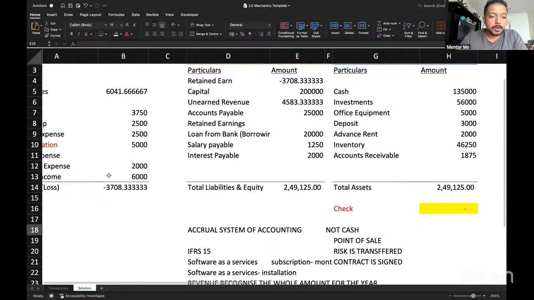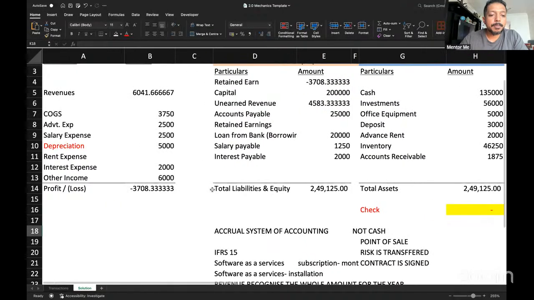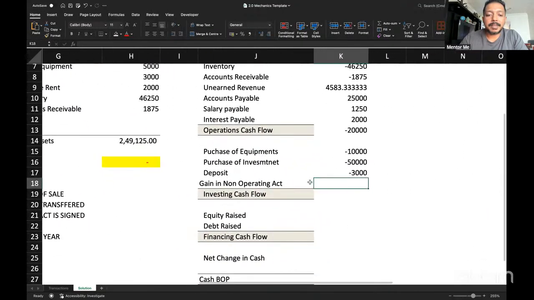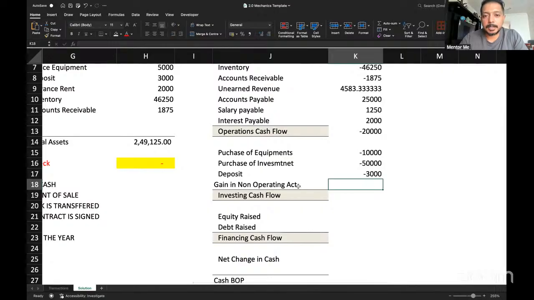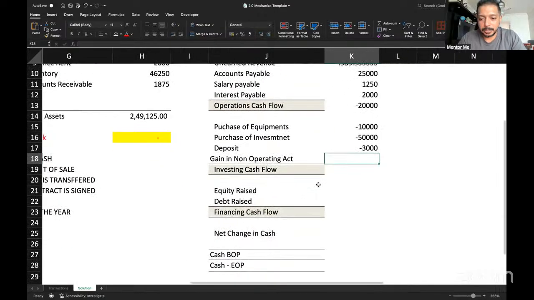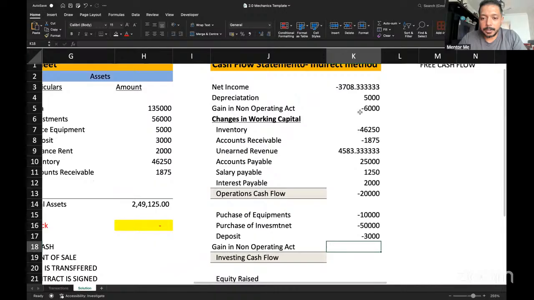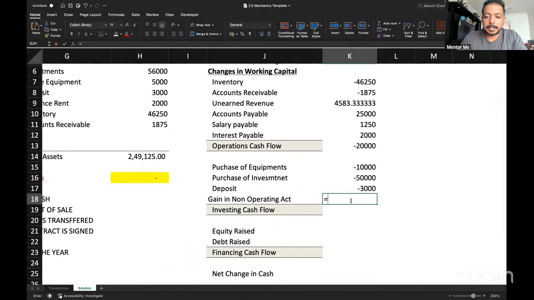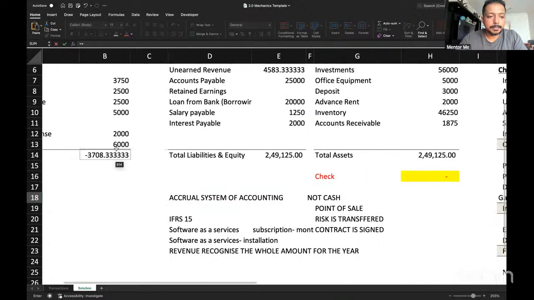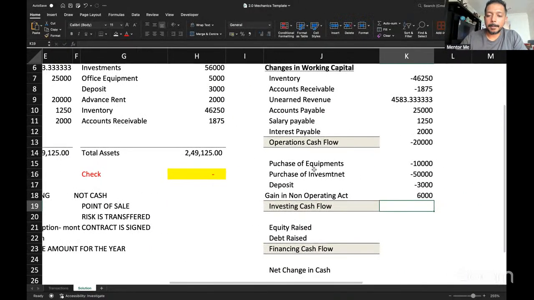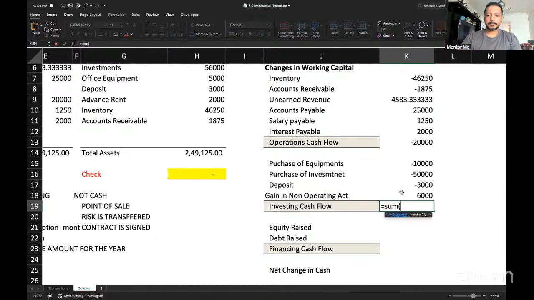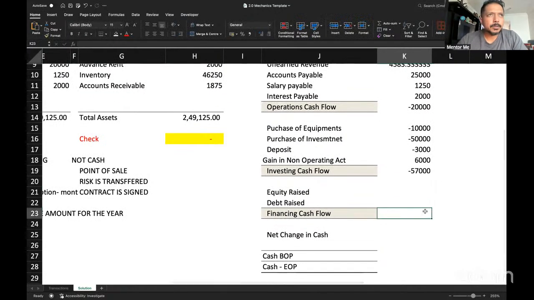And this gain in non-operating act, why have we put it in cash flow from investing? Because it is related to investments. It is not related to operations. So although we have reduced it here, we will increase it out here. Okay. Now let's sum this. So investing cash flow is negative 57,000.